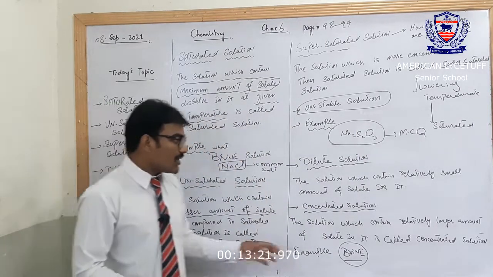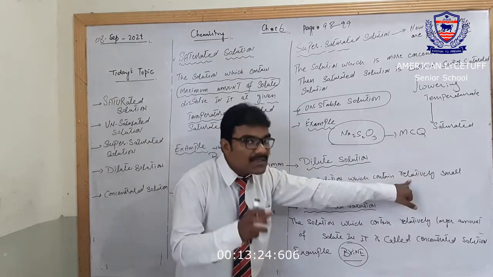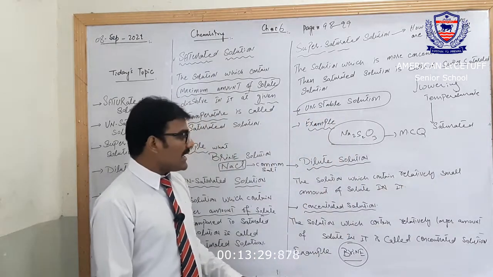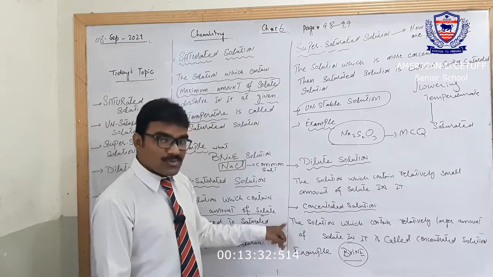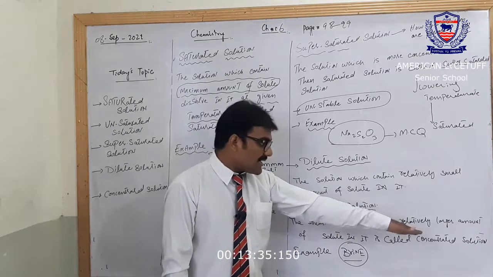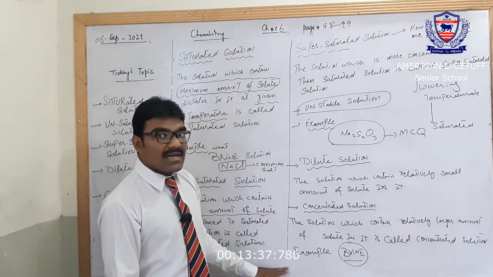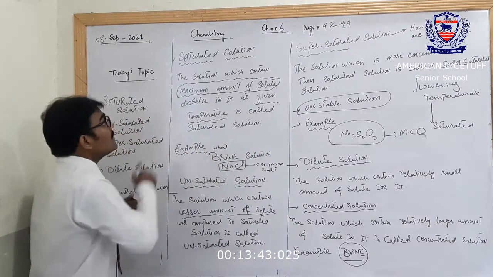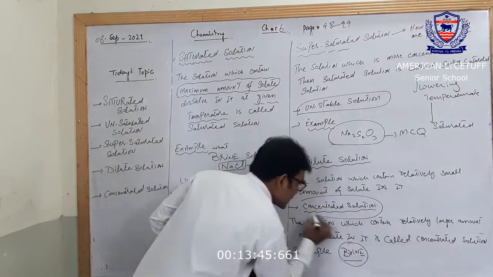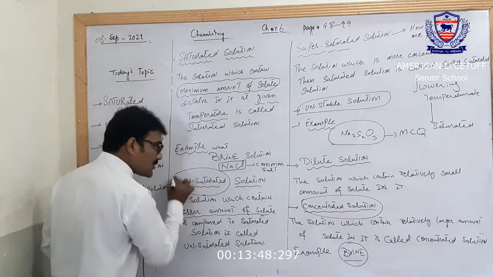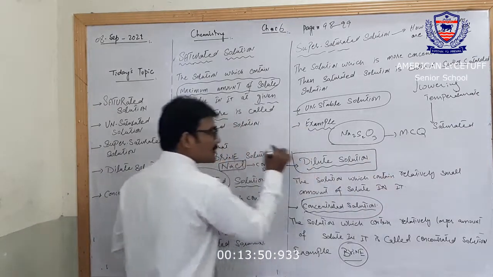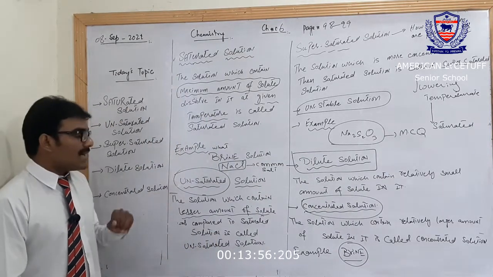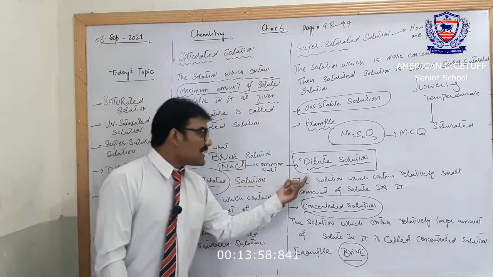Dilute solution: the solution which contains relatively small amount of the solute in it is called dilute solution. And the last one: the solution which contains relatively larger amount of the solute is called concentrated solution. Example is brine. So to sum up: saturated solution is equal to concentrated solution, and unsaturated solution is equal to dilute solution.